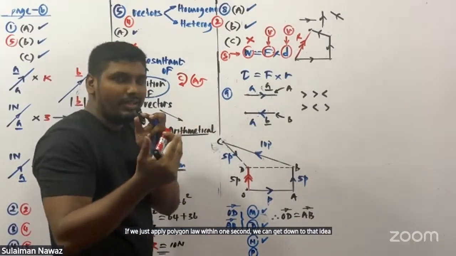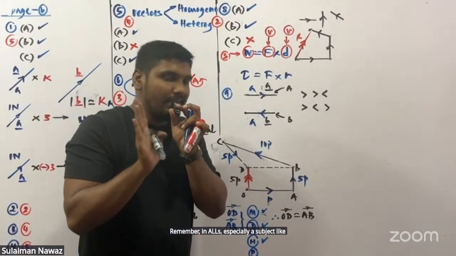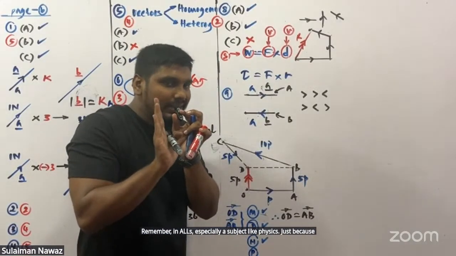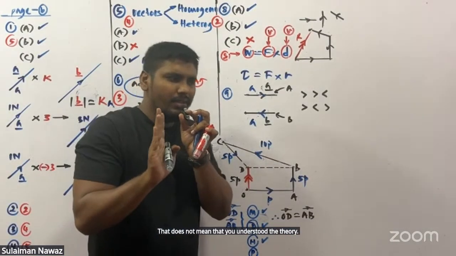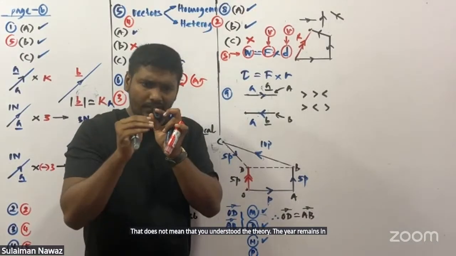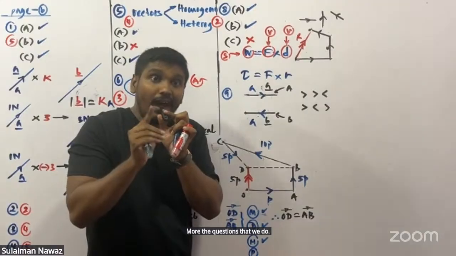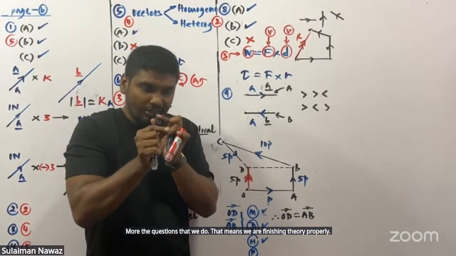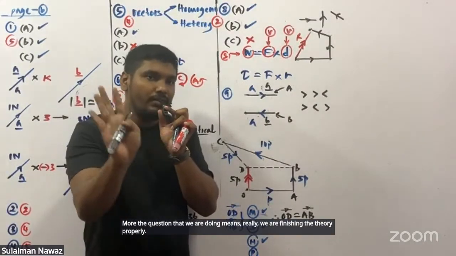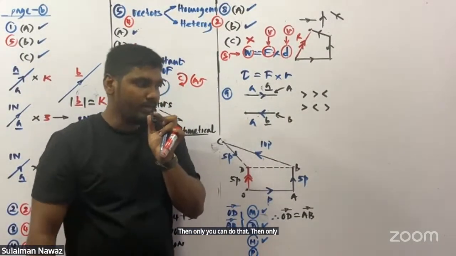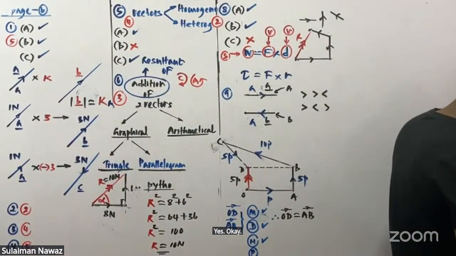Remember, in A levels, especially in a subject like physics, just because you understand the theory does not mean that you have understood it. In physics, theory means questions. The more questions we do, the more properly we are finishing the theory. Then only can you do a proper A-level exam paper. Okay, done. Nice question.